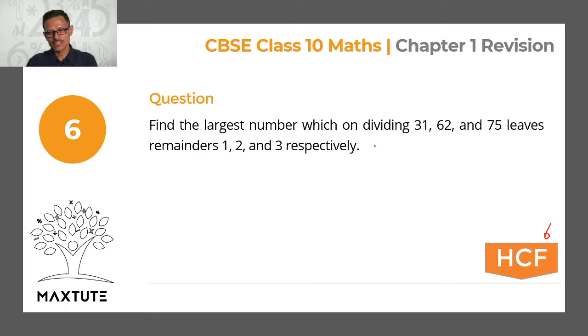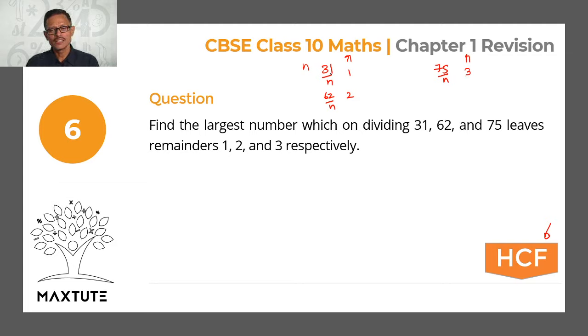Find the largest number which on dividing 31, 62 and 75 leaves remainders of 1, 2 and 3 respectively. Got a number, let's say that number is equal to n. I'm dividing 31 by n. The remainder I'm getting is equal to 1. I'm dividing 62 by n. The remainder of this division is equal to 2. We'll write it here. I'm dividing 75 by n. The remainder of this division is equal to 3.